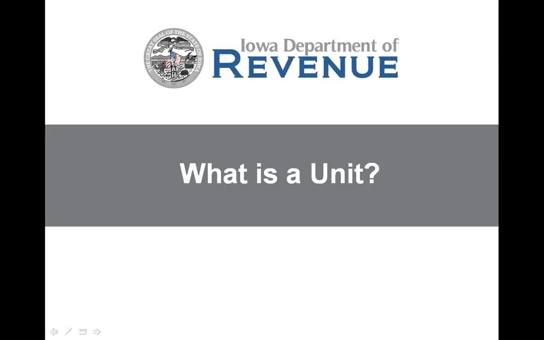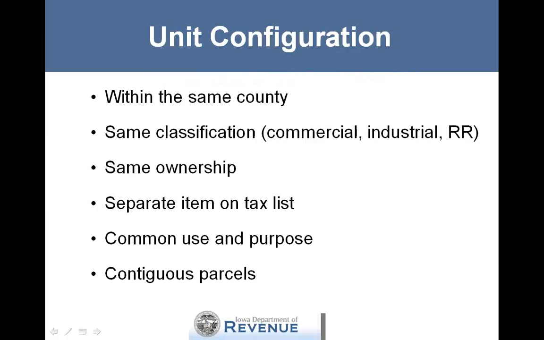So now let's take a look at what is a unit. Now what's interesting about this credit is that it doesn't apply to just a parcel in some cases. It applies to a unit, a property unit. So what that means is that a unit is within the same county, within the same jurisdiction. A unit has the same classification, so all of the parcels, if there's more than one parcel, would be classed the same: commercial, industrial, railroad. There's the same ownership.